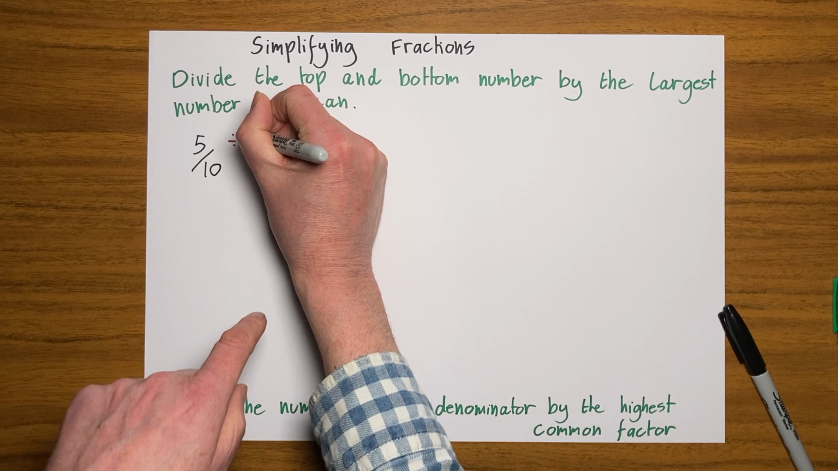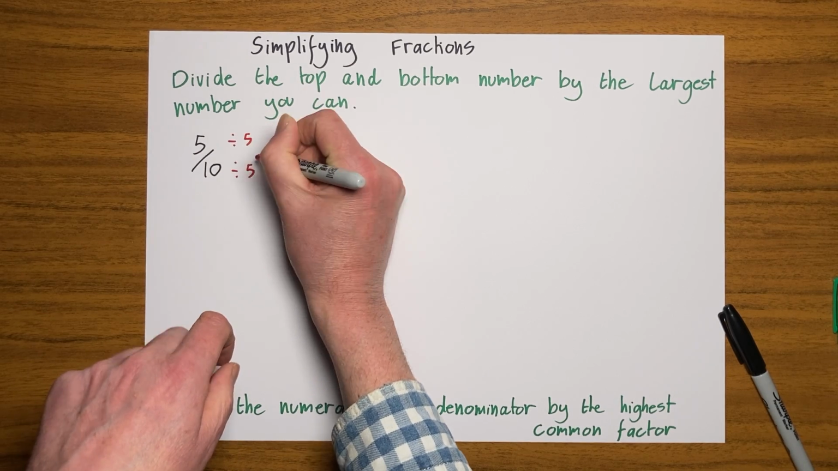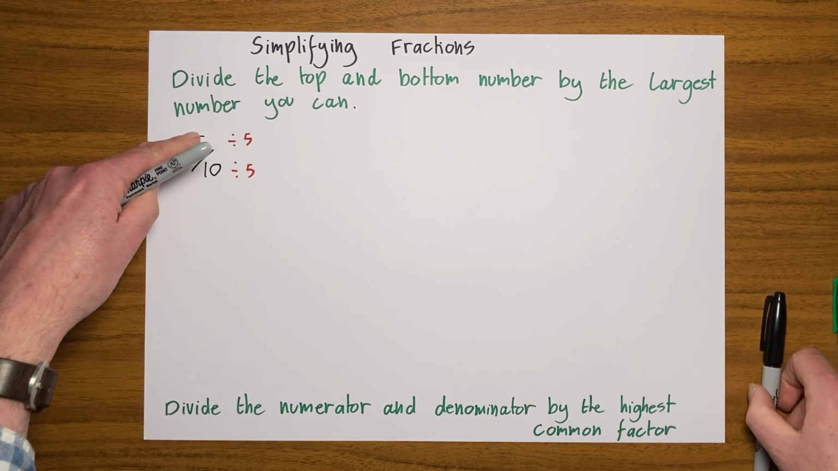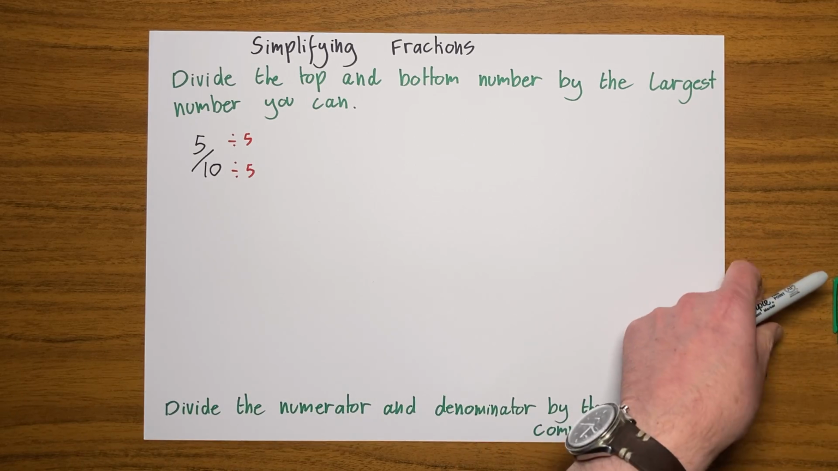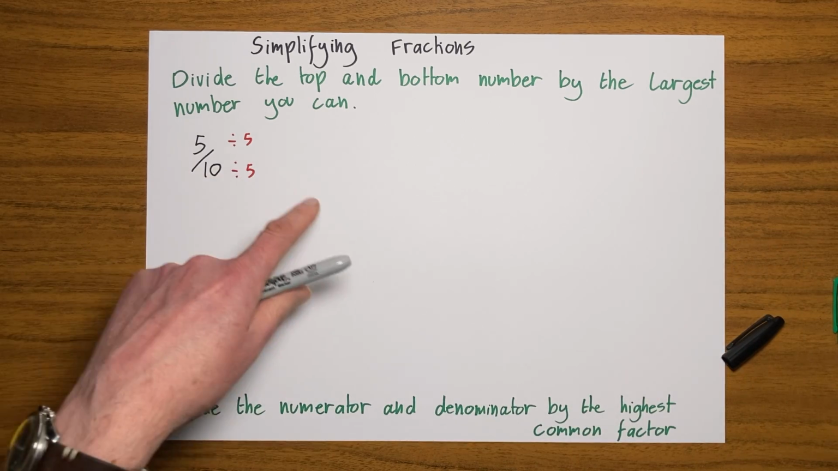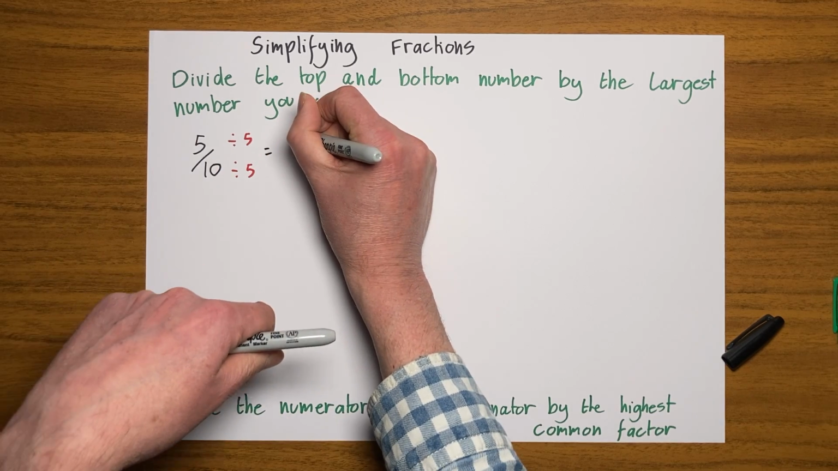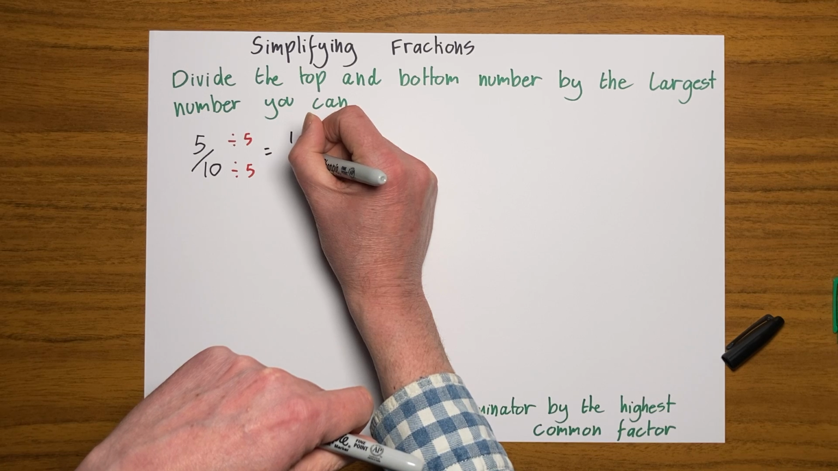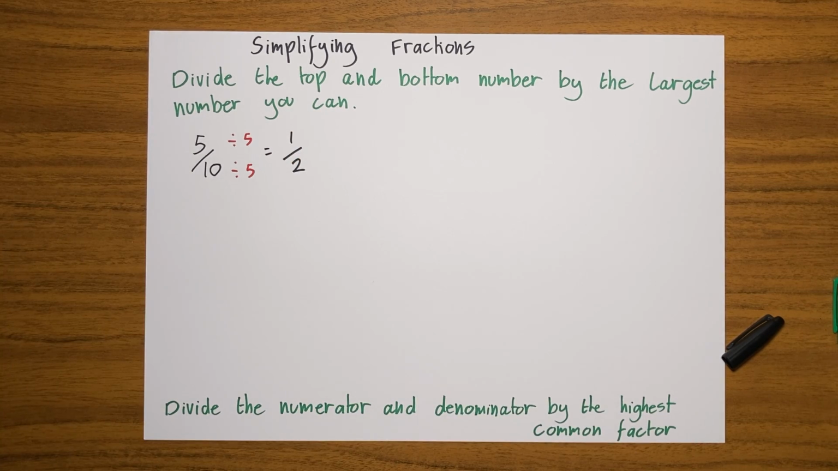So let's write that in. And remember from my video or your learning on equivalent fractions, as long as I do the same to the top and the bottom number, the fraction will be the same. So as long as I divide them both by 5, the fraction will be the same. And 5 divided by 5 is 1, and 10 divided by 5 is 2, showing me that 5/10 is the same as a half. Let's do a couple more of them.